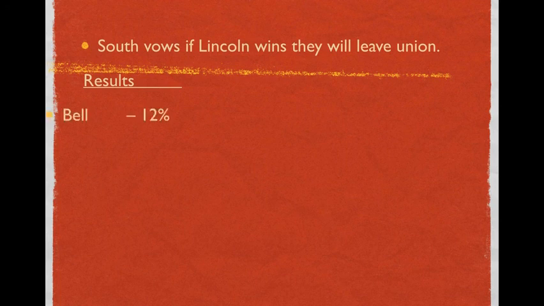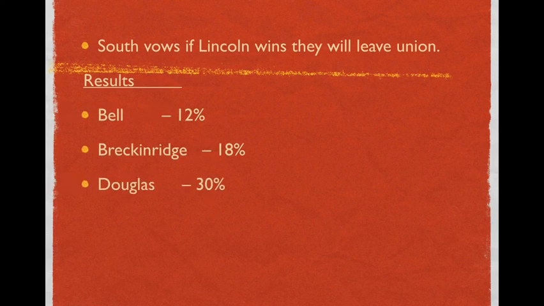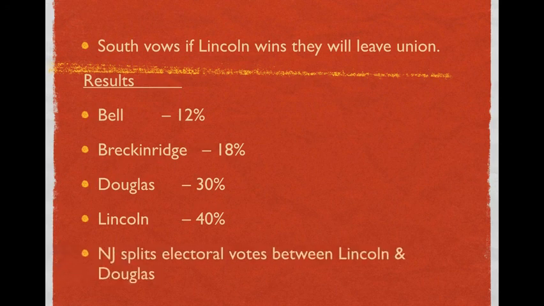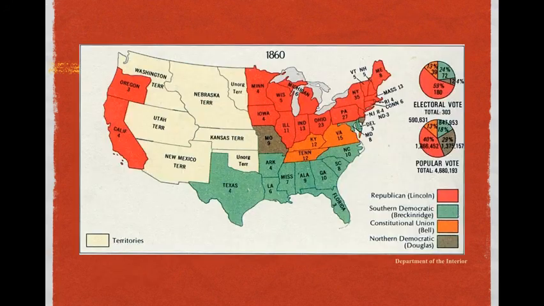And so as election day comes, we have the results. As you can see, Lincoln wins in a plurality, meaning more individuals in the country actually vote for someone else. But because the Democratic Party is split three ways, Abraham Lincoln wins the election of 1860. New Jersey, because we're New Jersey, we don't vote for Lincoln. We actually split our votes between Lincoln and Stephen Douglas. But if you look at the electoral map, you can see the entire North votes for Lincoln. No votes for him in the South. Lincoln isn't even on the ballot in the South.